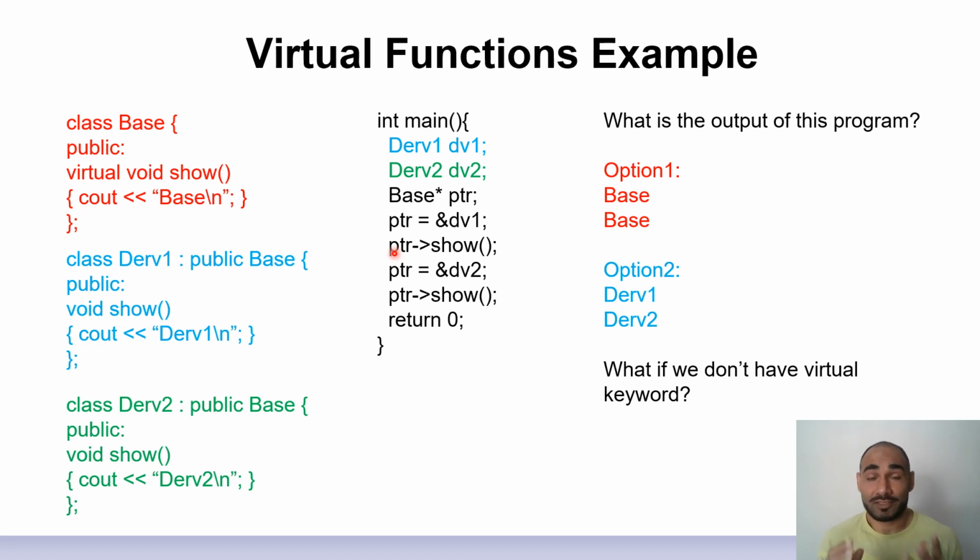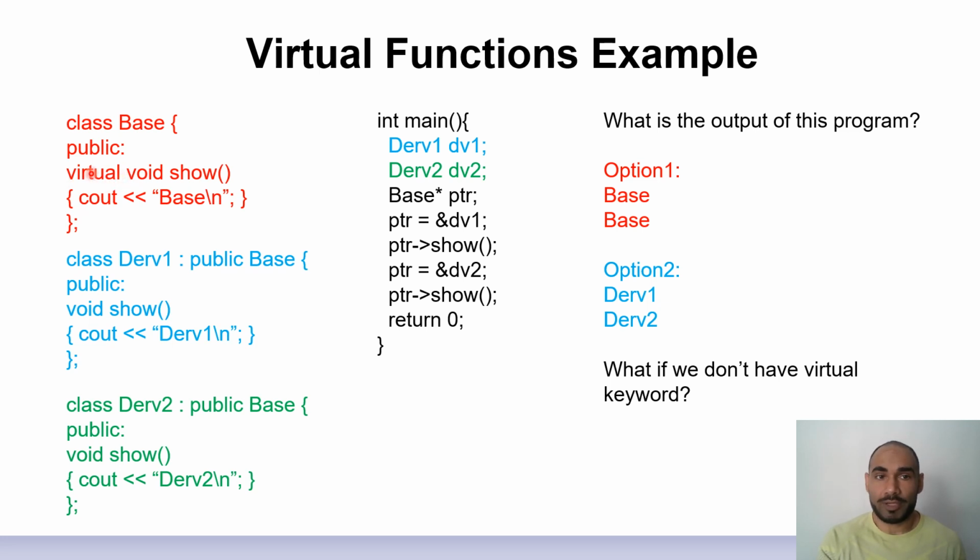Okay, this is a really powerful mechanism which allows you at runtime to control which function gets called. The reason why this derived one and derived two show methods get called is because we use this virtual keyword here.